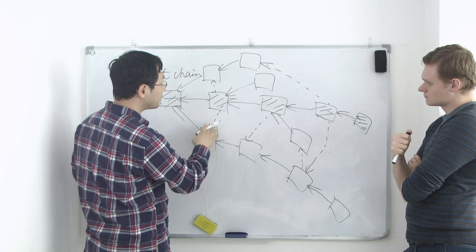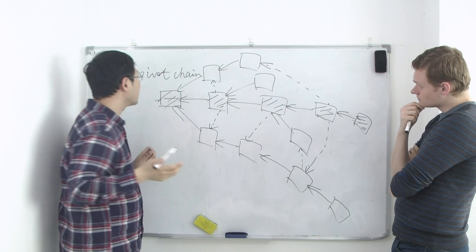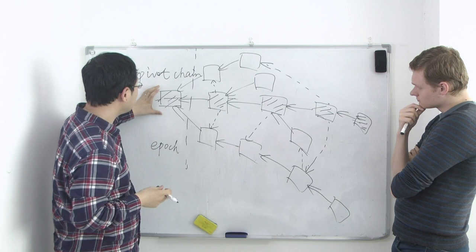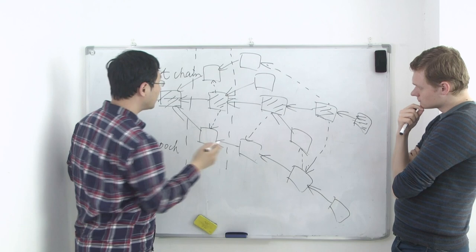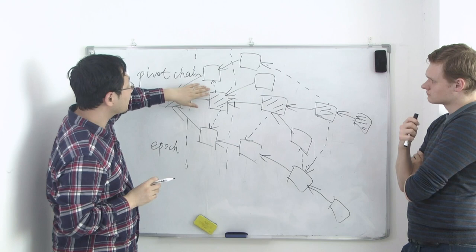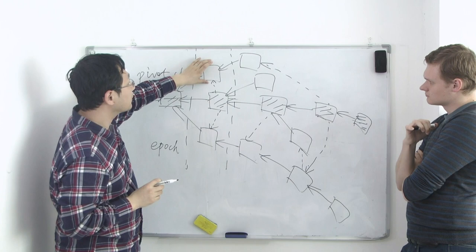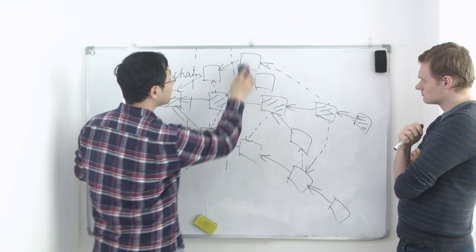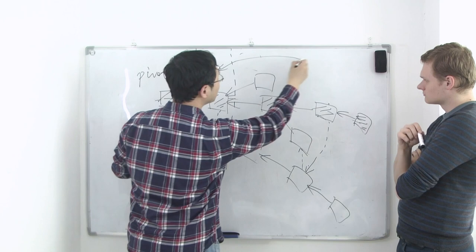So we can partition the time into many parts, which we call epochs. In every epoch, we have one pivot block. And for the other blocks, if this block is first referenced by a pivot block in this epoch, then this block belongs to this epoch. For example, this one is first referenced in this pivot block, so it belongs to a much later epoch.